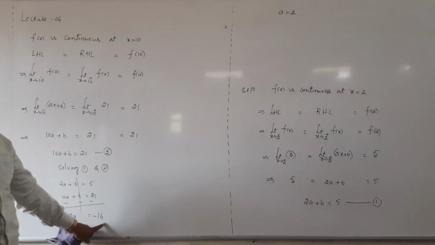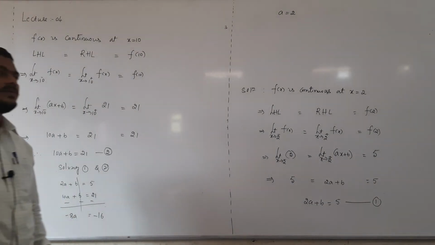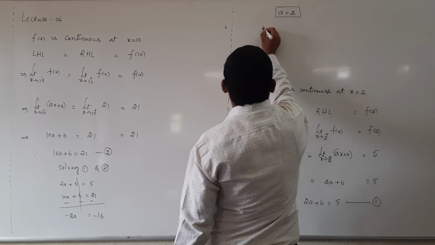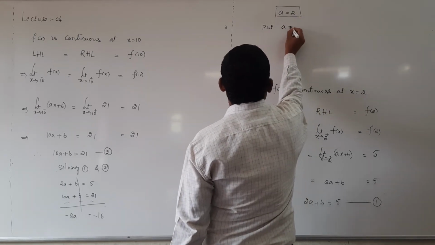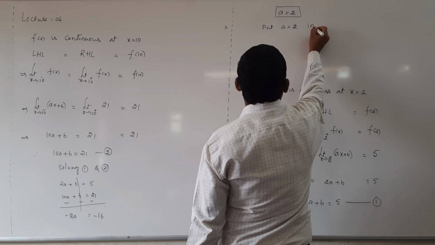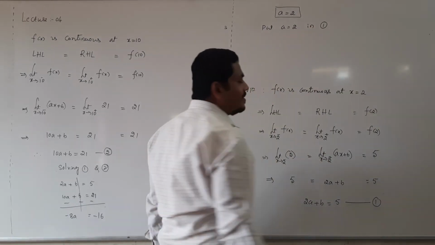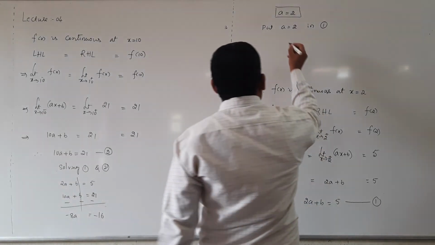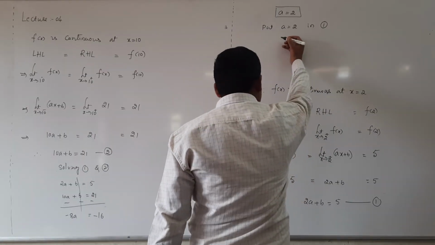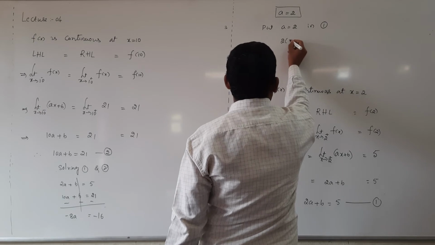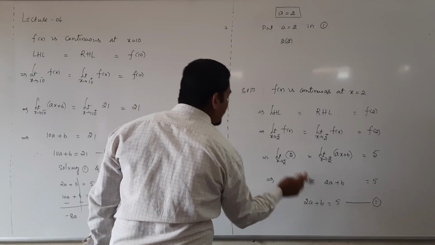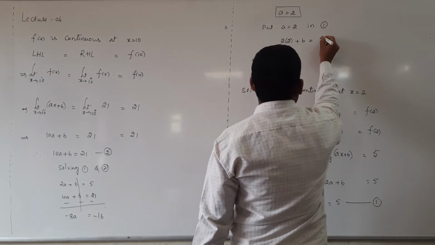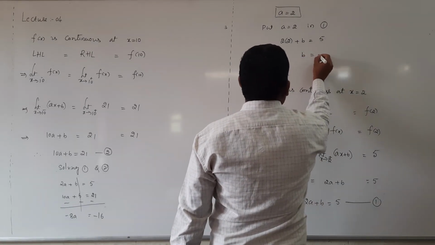Minus 8a equal to minus 16, the negative sign gets cancelled, 8 ones are 8, 8 twos are 16. So a equal to 2. Then put a equal to 2 in any one of the equations, either in equation number 1 or in equation number 2, you get the same answer. In equation number 1, 2 into 2, because a is replaced by value 2, plus b equal to 5, then b equal to 1 only.